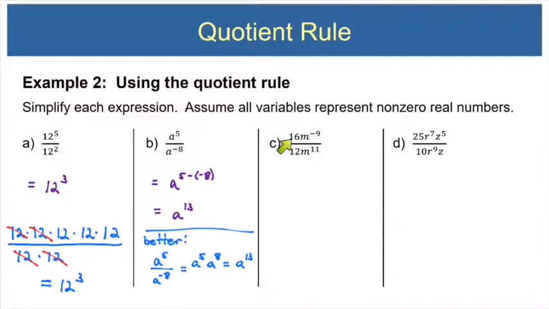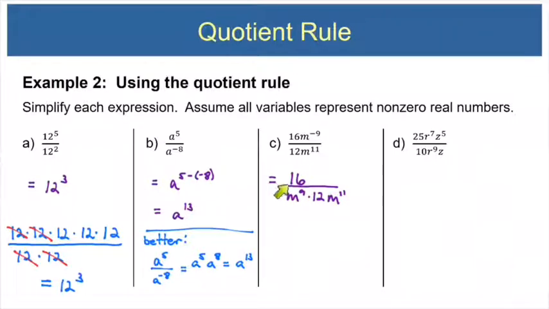So I'm going to leave the 16 in the top. The m to the negative 9 I can have a positive exponent if I put it in the denominator. So I've done that. And then 12 already has a positive exponent, so leave it in the denominator. And m to the 11th already has a positive exponent, so leave it in the denominator as well.